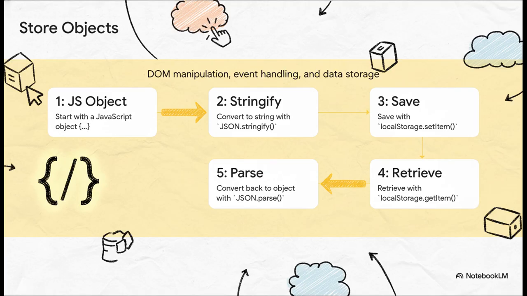There's just one little catch. Local storage only speaks in strings. So if you want to save something more complex, like an object or an array, you have to do a little two-step. You use JSON.stringify to turn it into a string to save it, and then when you get it back, you use JSON.parse to turn it back into a real object.